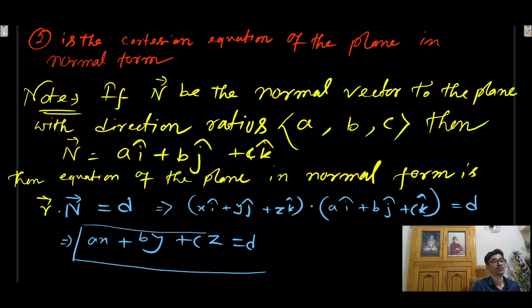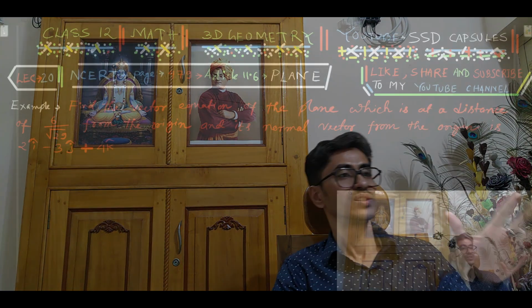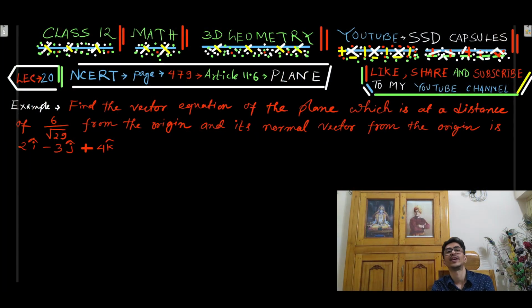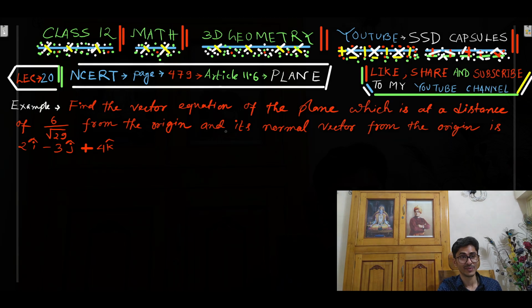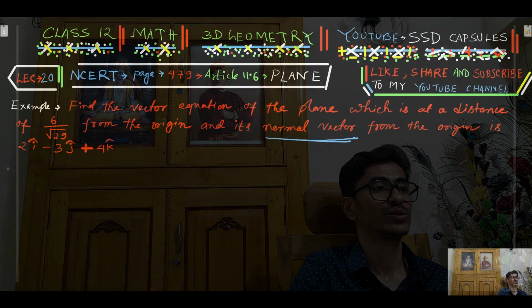This will also be very useful while solving problems. Now we are going to see one application of this theory. Example: find the vector equation of the plane which is at a distance of 6 by root 29 units from the origin, and its normal vector from the origin is this. Observe that it is a normal vector, not a unit normal vector.